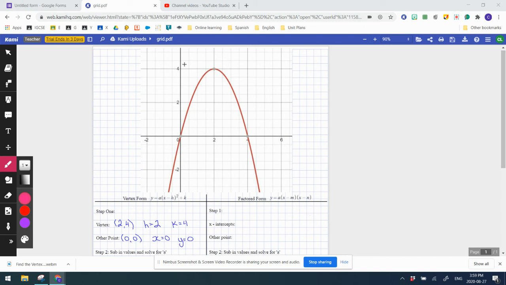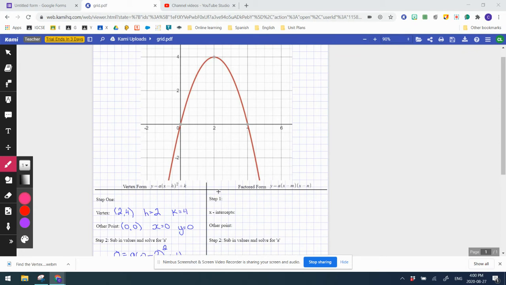Okay, using the same graph, we are now going to pretend we don't know the vertex form, and we're going to find it instead here in this factored form. So with factored form, our step one is we need to find our x-intercepts. If this is a quadratic, you should always have 2.